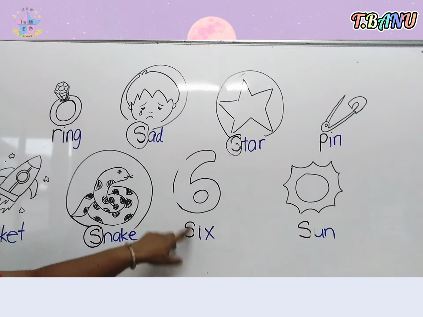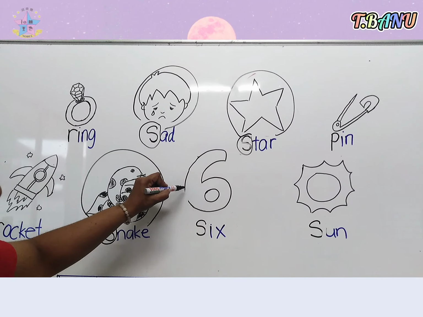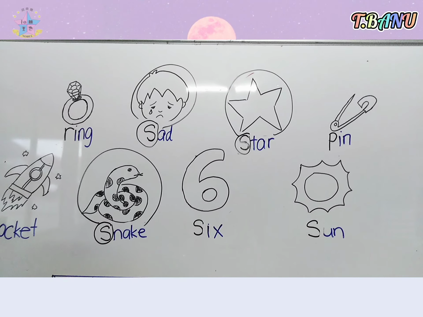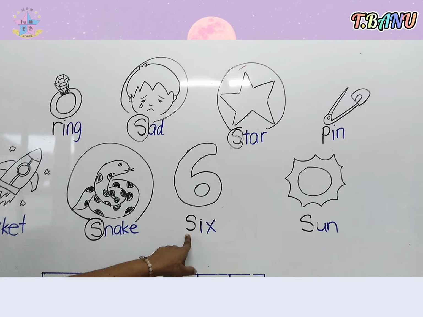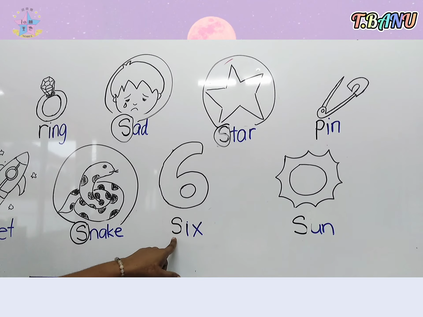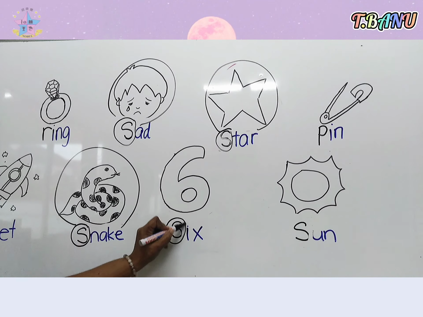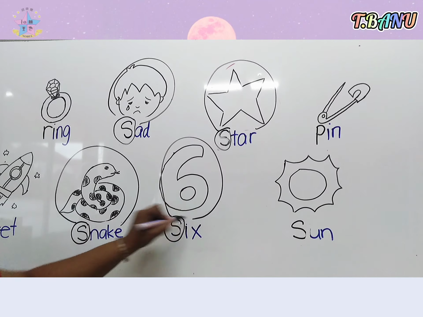Children, this is the number 6. Okay, children, how to spell number 6? S, 6. S, 6. Circle the letter S and circle the picture.